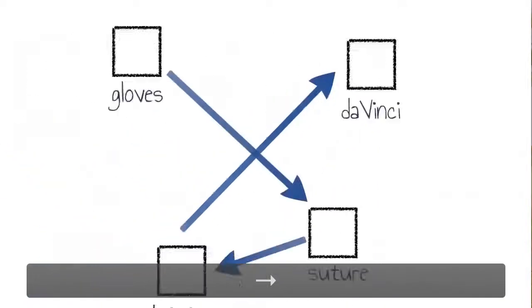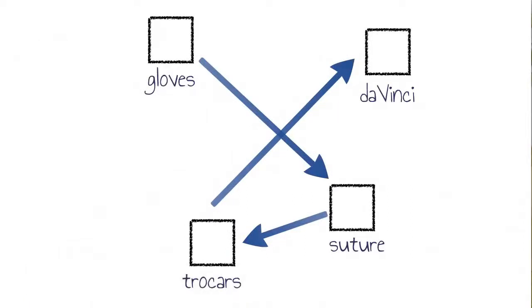Problem is, when you do a robotic case, you need all this stuff. So you're running all over the planet to get your gloves, get your suture, get your trocars, get your robotic stuff. In an effort to be efficient, they've actually made us less efficient.